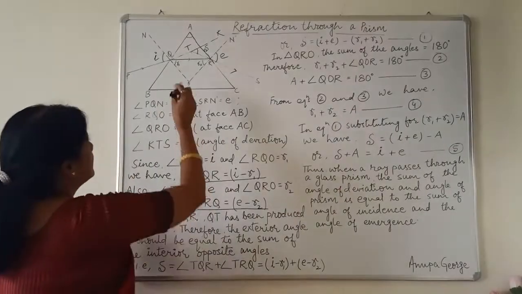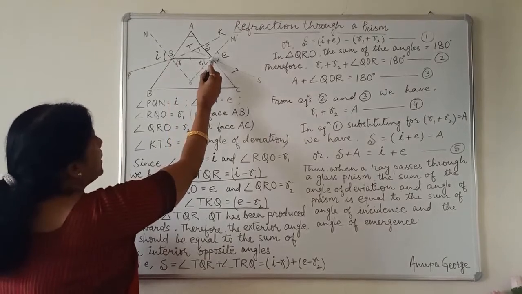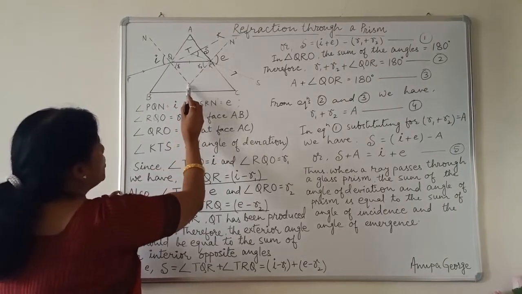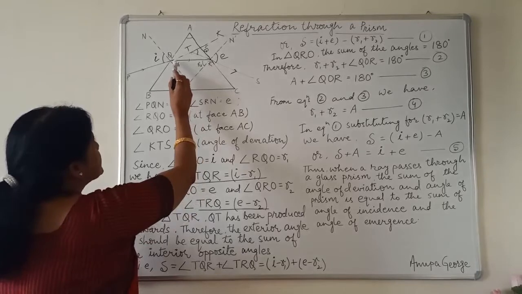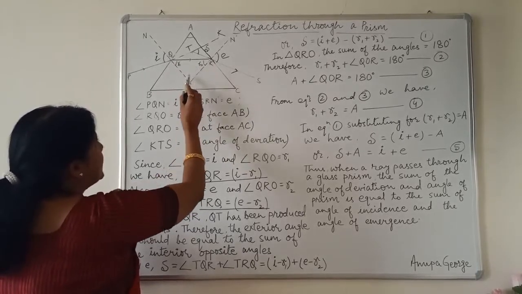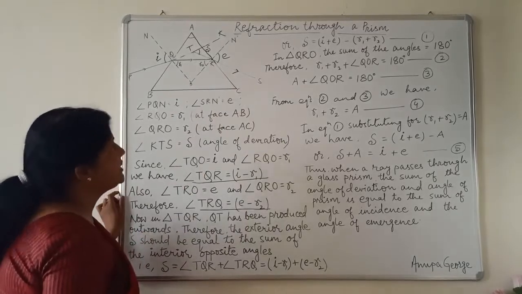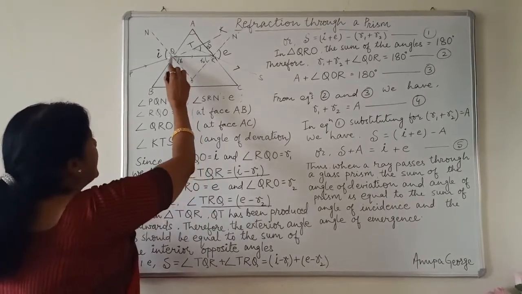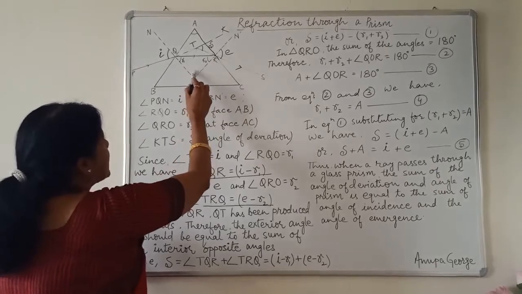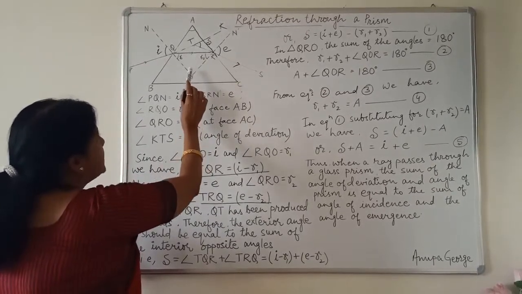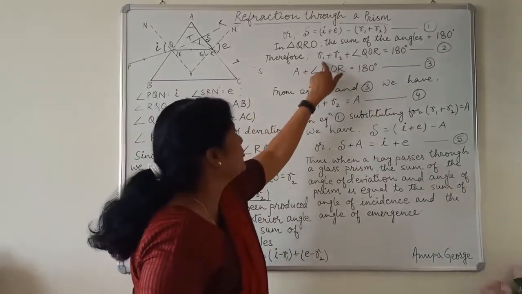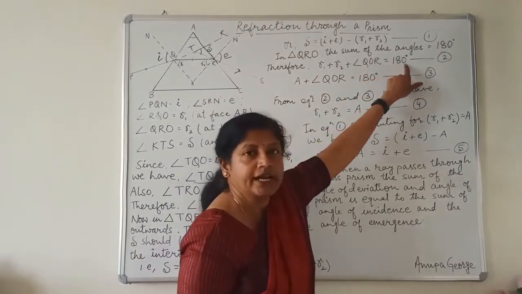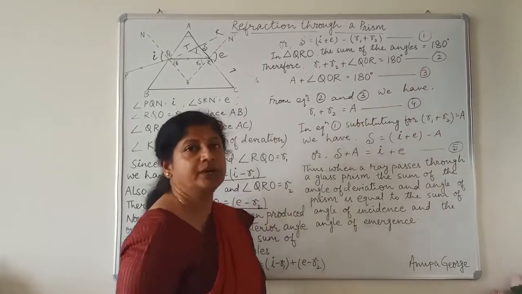In triangle QRO, the sum of these three angles is equal to 180 degrees. Therefore, R1 plus R2 plus angle QOR is equal to 180 degrees. Put it as equation number 2.